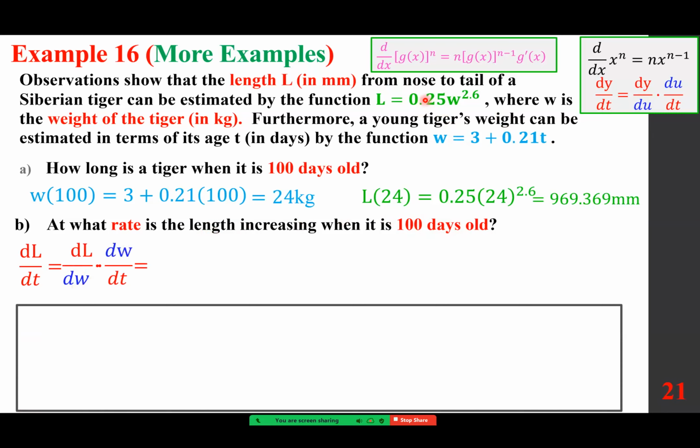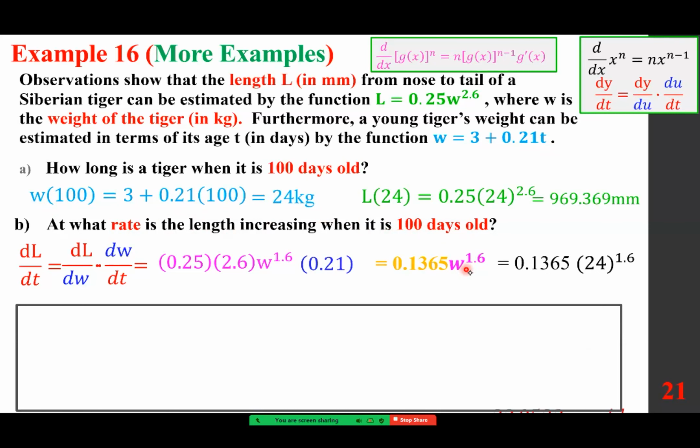And the dL/dW is very simple, 0.25 times 2.6 times W to the power of 1.6. And the dW/dT is simply 0.21. If you multiply these three numbers and put it in front, you have this function. Now, you have two choices. You can replace the W with 3 plus 0.21 T, and it becomes a function of T, and replace the T with 100. Or, since we've already calculated W, the weight when T is 100, just replace the W with 24. And because we are calculating that, that's faster.